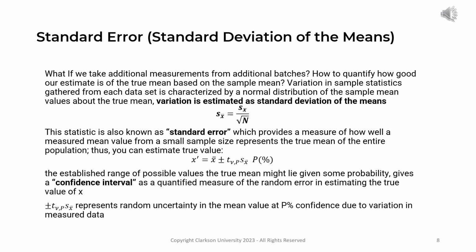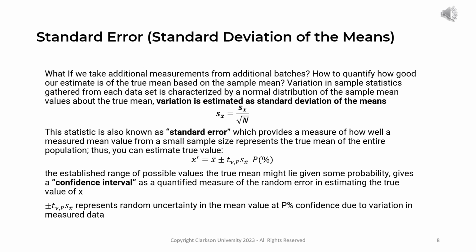The amount of variation possible in the sample means would depend on two values, the sample variance, Sx squared, and the sample size n. The discrepancy tends to increase with variance and decrease with n, the sample size, to the square root. The variation in the sample statistics gathered from each data set is characterized by a normal distribution of the sample mean values about the true mean.